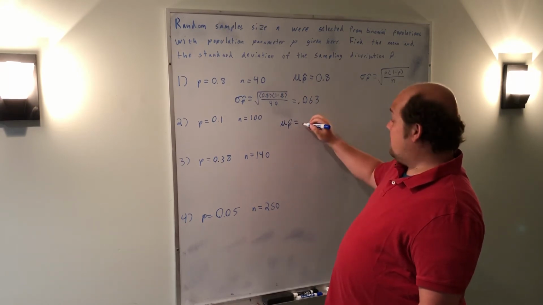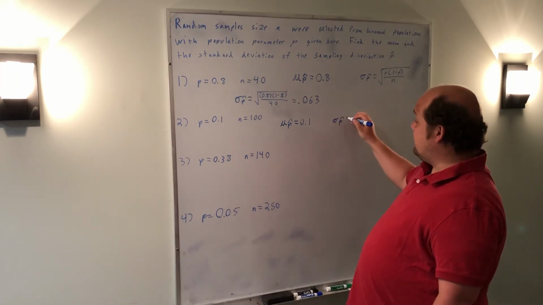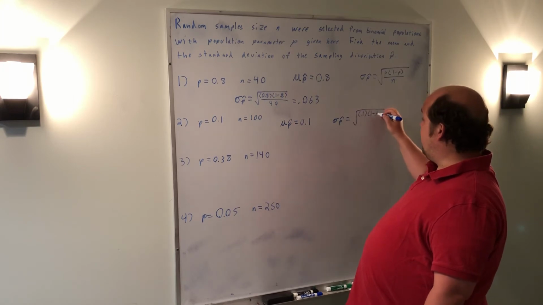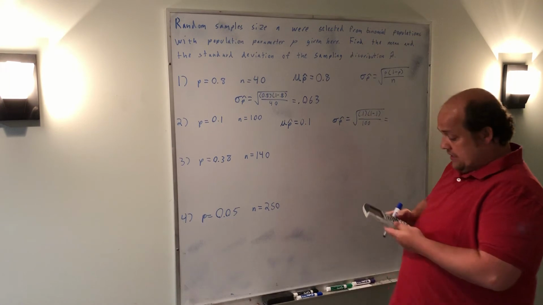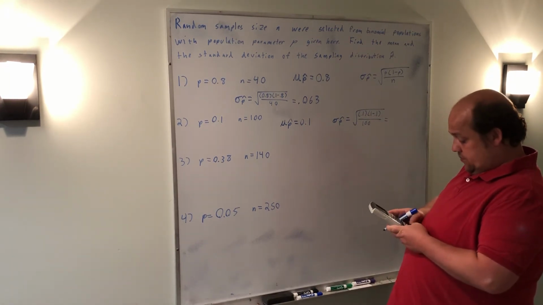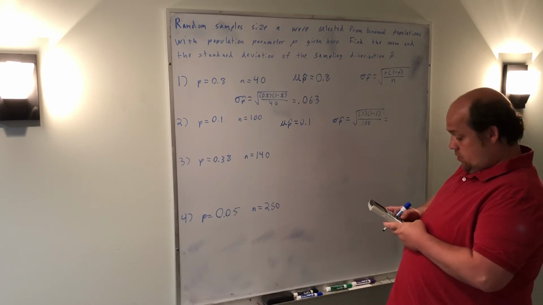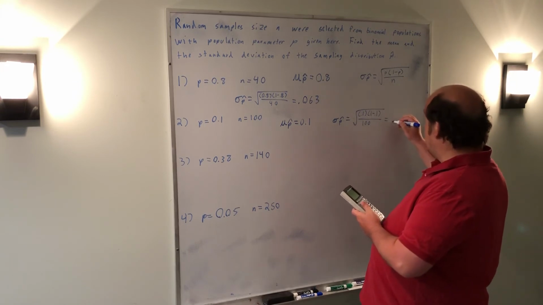That said, moving along, for number 2, I can right away find my mean, mu sub p hat, that's just going to be 0.1. I can then calculate my sigma sub p hat as the root of 0.1 times 1 minus 0.1 over 100. When I put this into my calculator, the root of parentheses, 0.1, and parentheses times parentheses 1 minus 0.1, and parentheses divided by 100, and parentheses, I get this to be exactly 0.03.